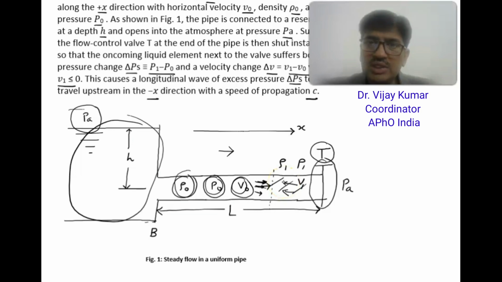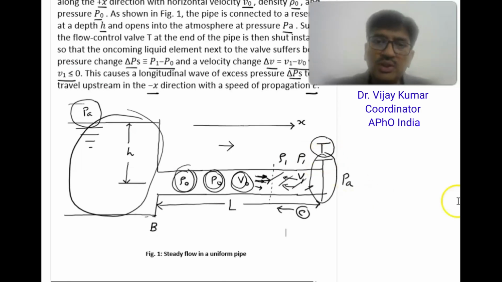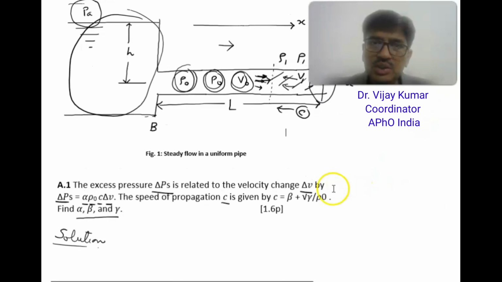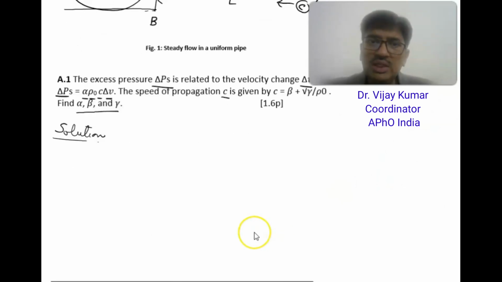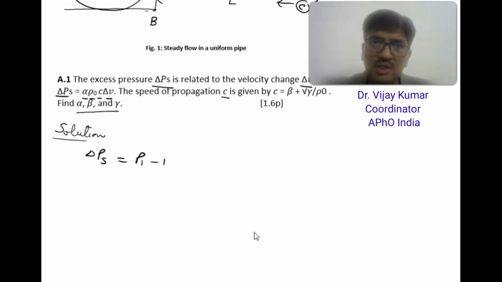So this shaded region represents the pressure wave with velocity c. We know that it is given in the problem that delta Ps, the change in excess pressure, should be equal to P1 minus P naught, or we can write P1 is equal to P naught plus delta Ps.